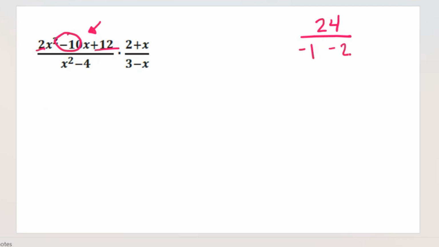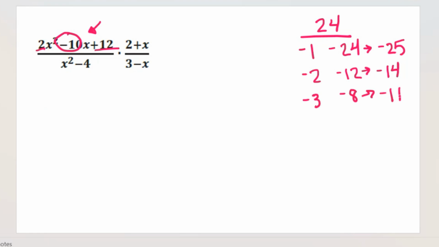Negative 1 times negative 24 gets you 24, but they add to negative 25. Negative 2 and negative 12 multiply to 24, but add to negative 14. Negative 3 and negative 8 get me negative 11. Negative 4 and negative 6 get me the negative 10. So these are the two numbers that I'm going to use to substitute in for negative 10.